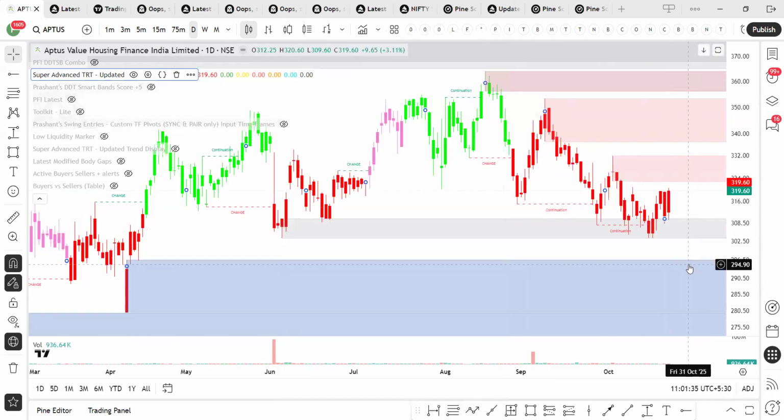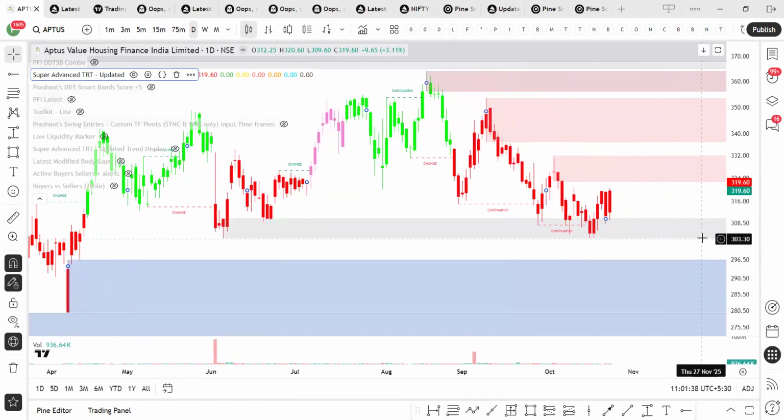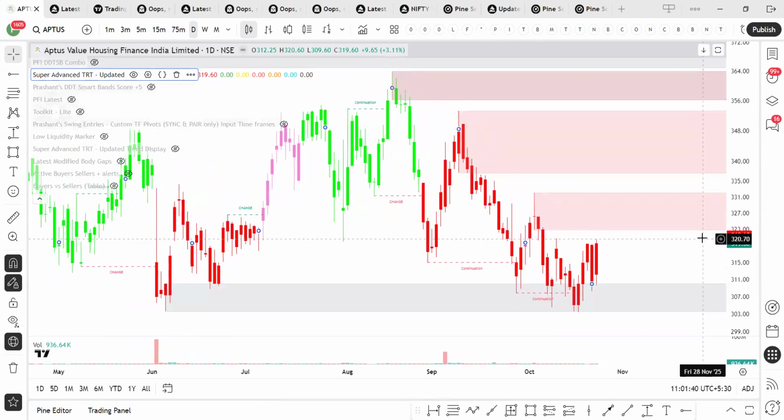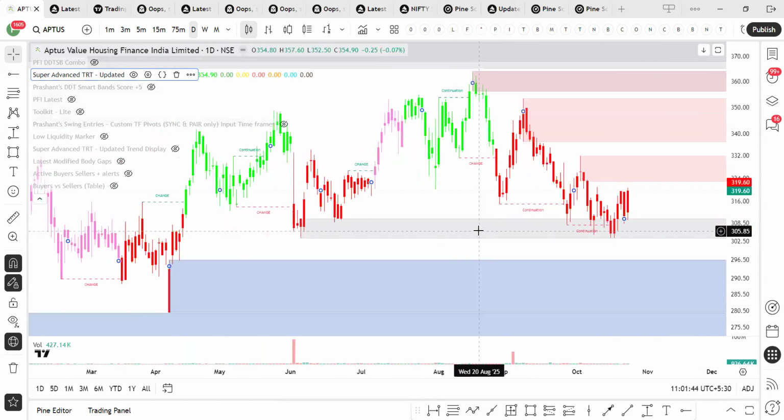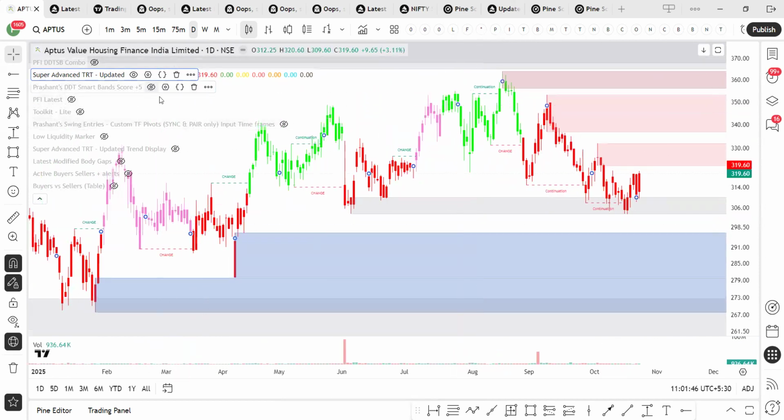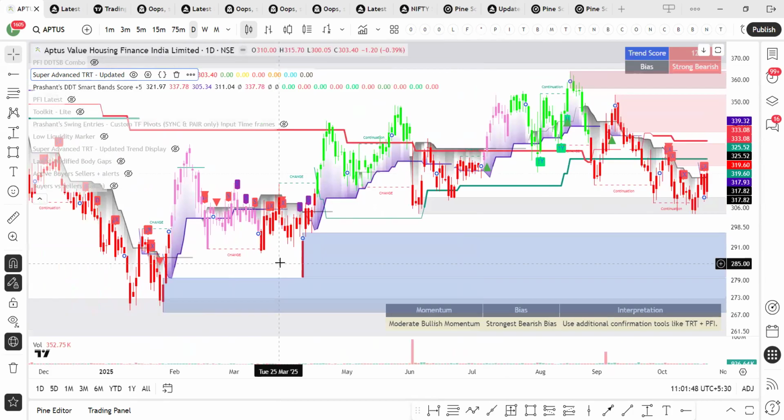So it may come down up to this also. Again, it may move up. I don't know, so I will not buy it. If it closes above this, then I will think of buying on retracement. But the PFI numbers are not very favorable.